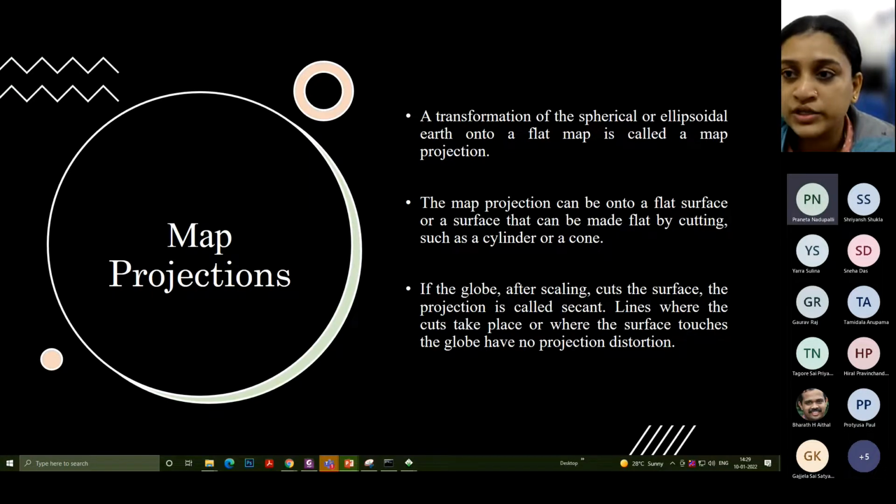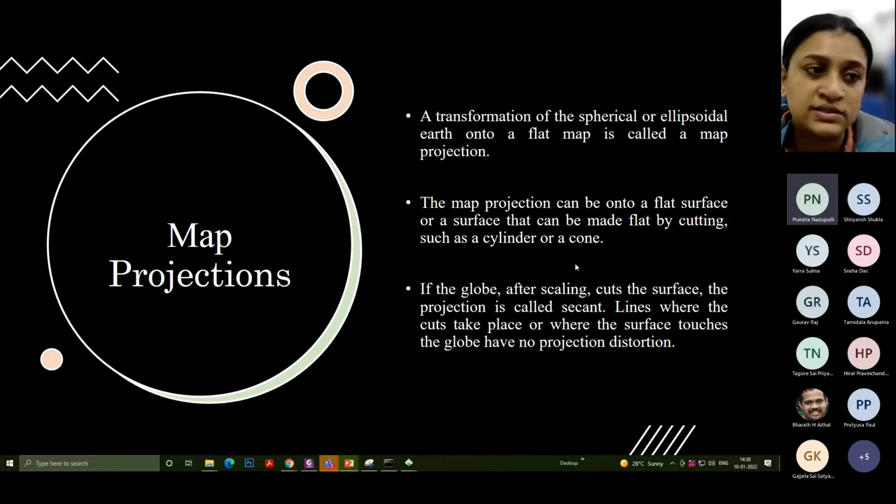There are different map projection systems. Map projection is the transformation of a spherical or ellipsoidal Earth onto a flat map. It helps us identify locations, and a common system has been developed so that everyone is on the same page wherever people work on maps. They use a common reference system so that it is much easier to understand and develop maps. The projection can be made on a surface that can be made flat by cutting it as a cylinder or a cone.